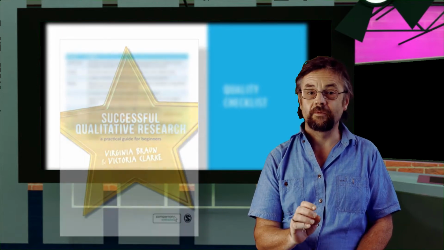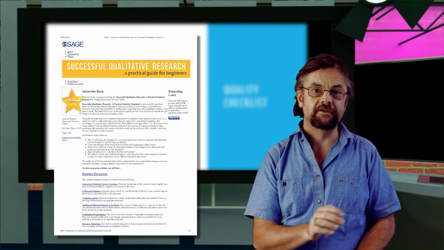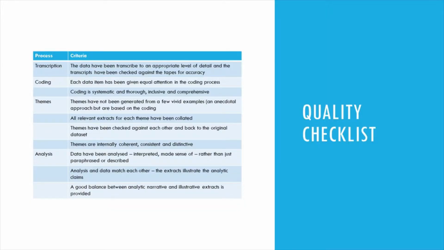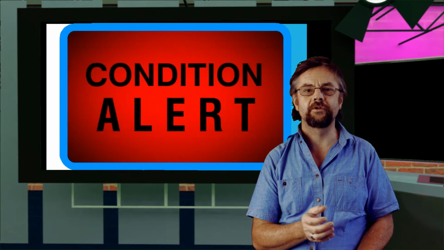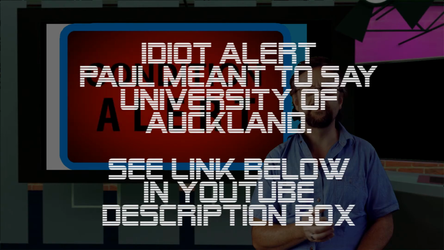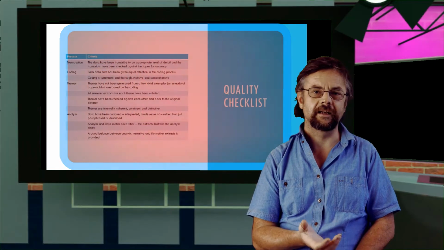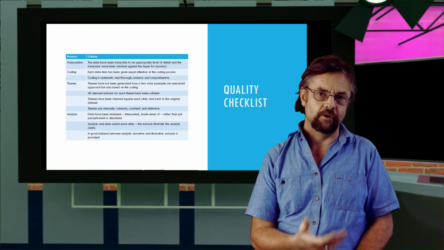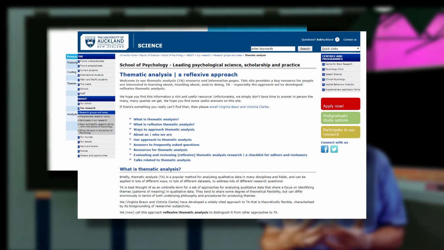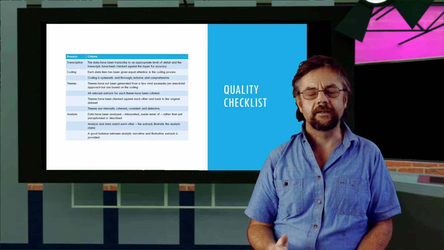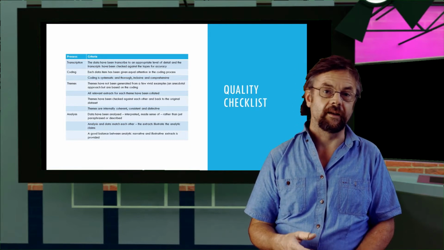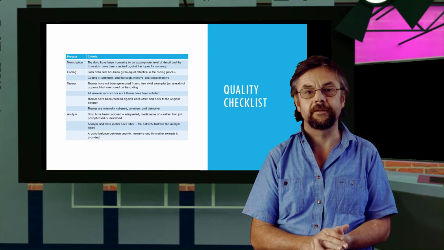Also, on the companion website to the textbook, you can find this really useful checklist, and this helps you decide if your thematic analysis is of good quality. It's also available on the University of Wellington's thematic analysis site, which I have a link to on our Moodle page if you're enrolled in this unit. If you're not enrolled in this unit, do the Google search. It's a really good checklist you can use to check to see if your thematic analysis is shaping up well and is likely to be viewed by others as of good quality.